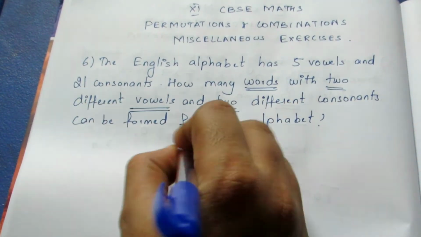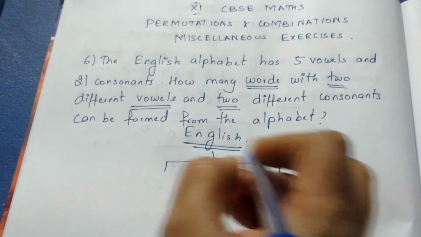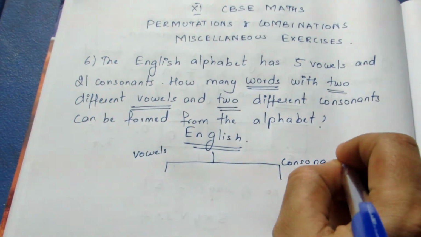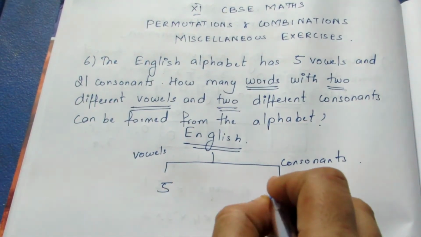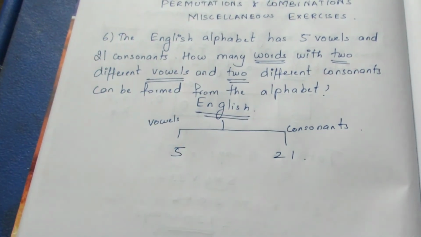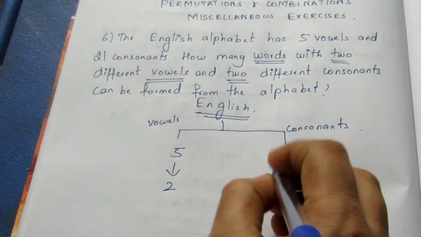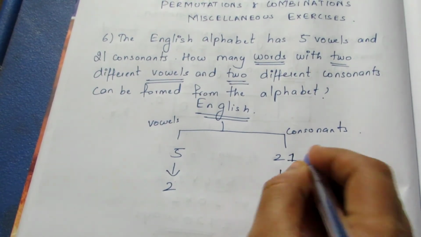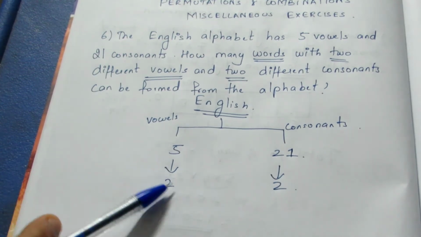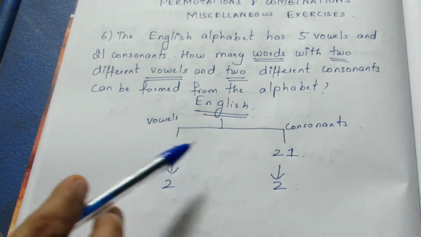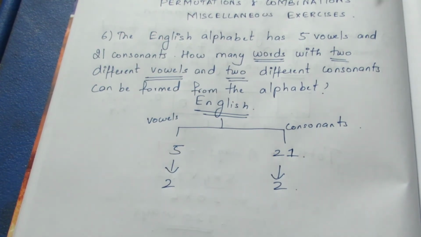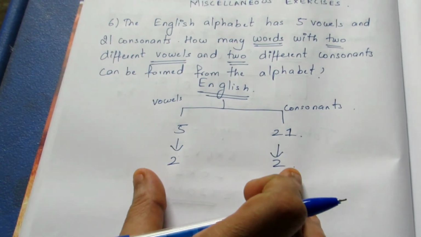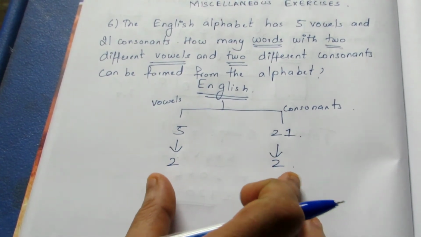Here I am taking the English alphabet. In that we have vowels and consonants. There are 5 vowels and 21 consonants. In that we are going to take 2 from vowels and 2 from consonants. So we are going to take 2 letters from the 5 letters and 2 letters from the 21 letters. So we are going to select this and form words from this selection.